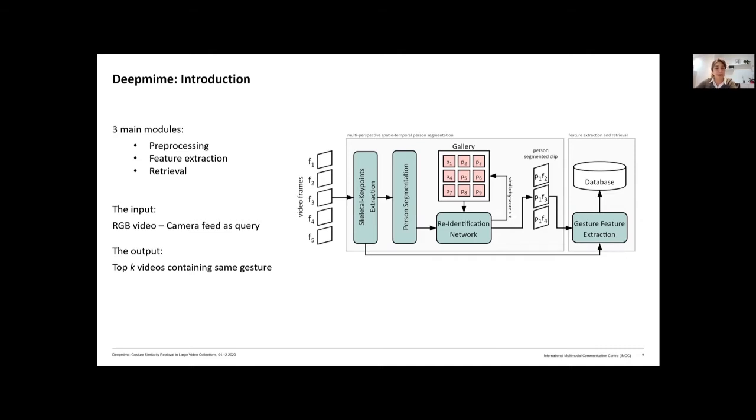But the important part of the system is to know what the input is and what we expect as the output of the system. The input is the RGB video. It could be a recorded video, or a camera feed that you record yourself, doing something in front of the camera. And the output would be the top K videos containing the same gesture, the visually similar gesture. This K could be predetermined based on the use case and how many results you want to get from the system.